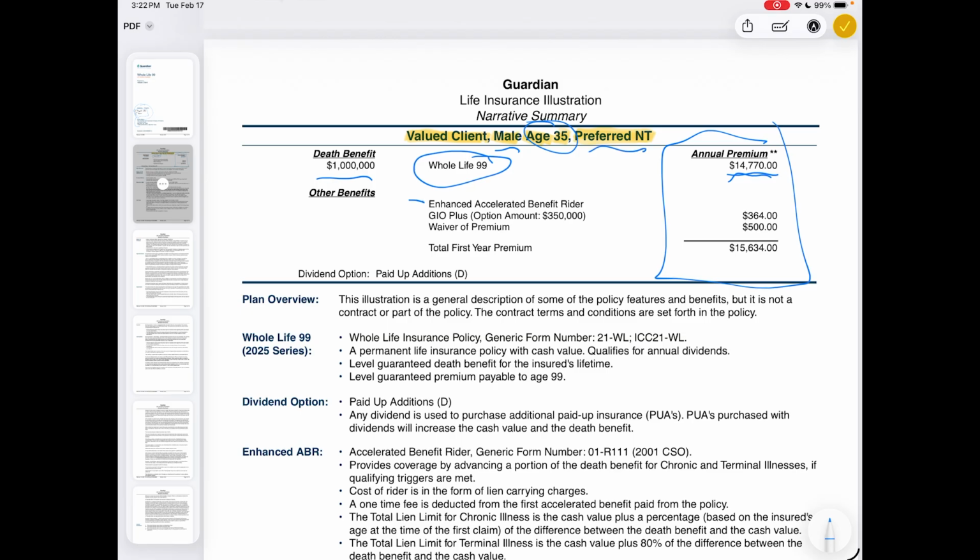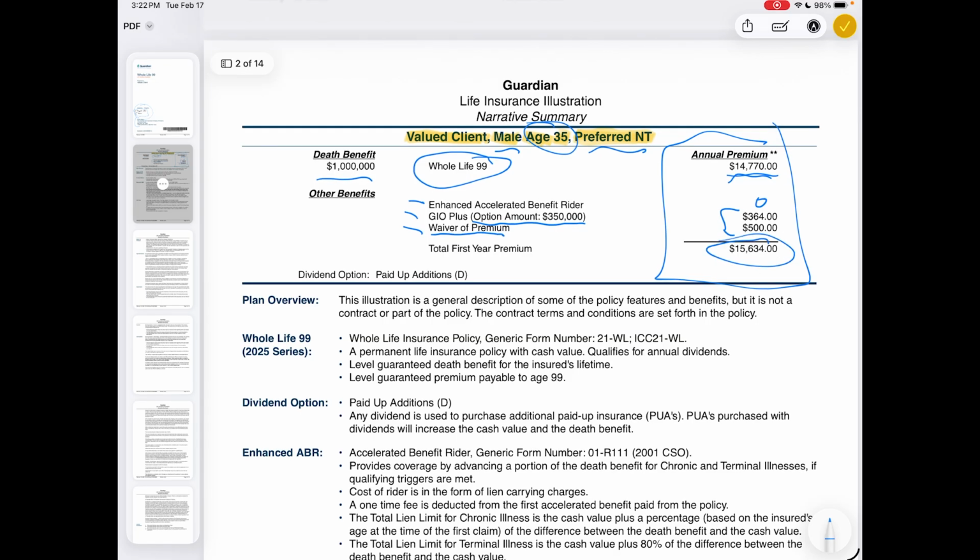Then we have a few riders that were added to the policy. One of them doesn't have an expense to it, but the other two do. First, an option to purchase additional life insurance without medical underwriting, and a disability waiver that would waive the premiums due if the insured under the contract were to become disabled, sick or hurt, and unable to work. Those costs are expressed right here. Adding them all up gets us to $15,634. That's the annual premium that would be required by the insured by this particular insurance company.